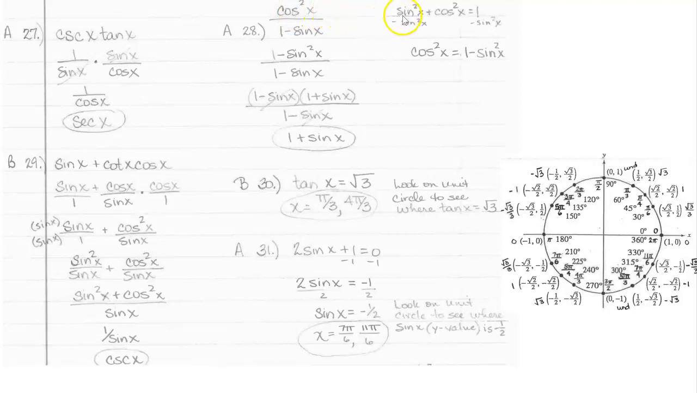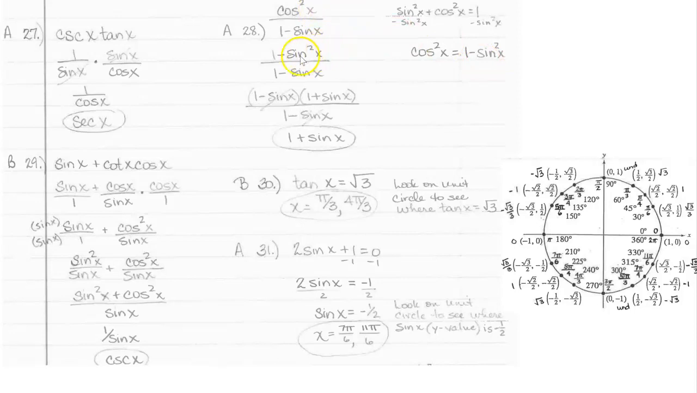So the Pythagorean identity that has cosine squared in it is sine squared plus cosine squared is equal to 1. So to get cosine by itself, I would just subtract sine squared from both sides. So cosine squared is equal to 1 minus sine squared. So I'll replace cosine squared with 1 minus sine squared.